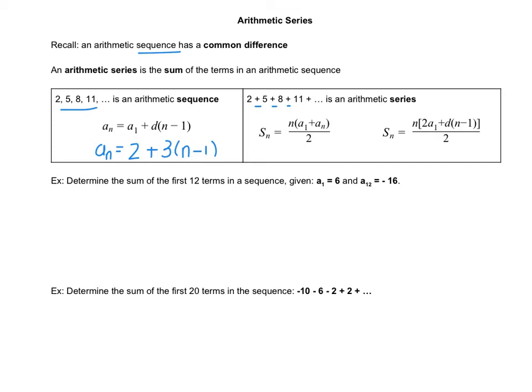And the sum is always going to be taking your outside numbers and adding them. So 2 plus 11, 5 plus 8, and so on. So that's one of your formulas.